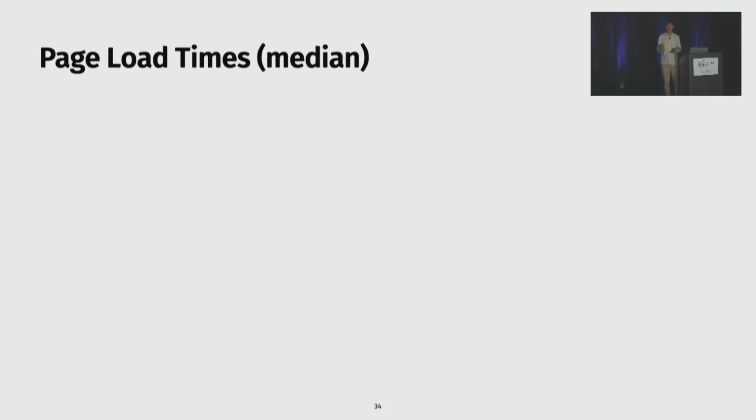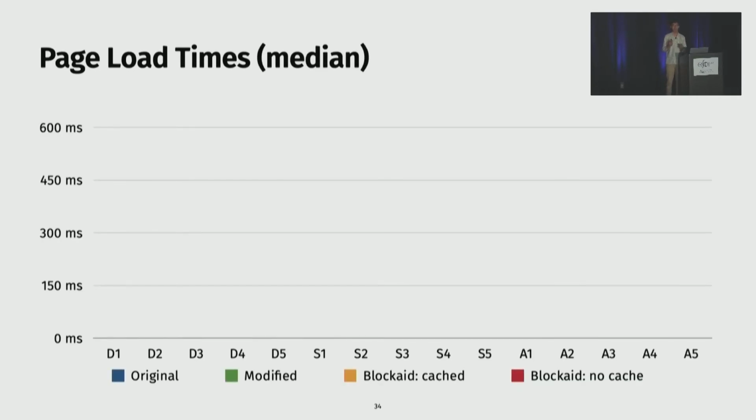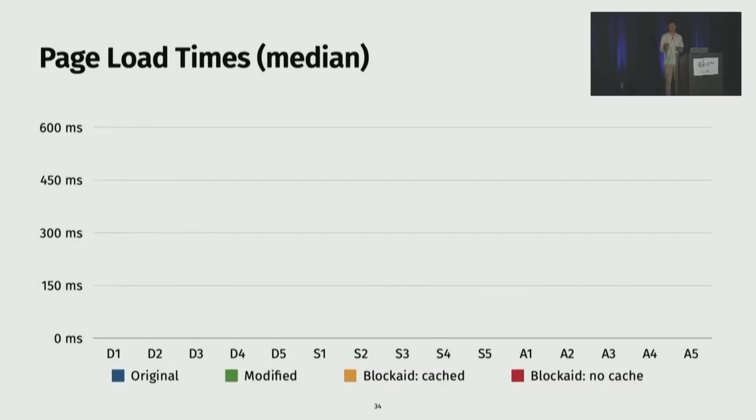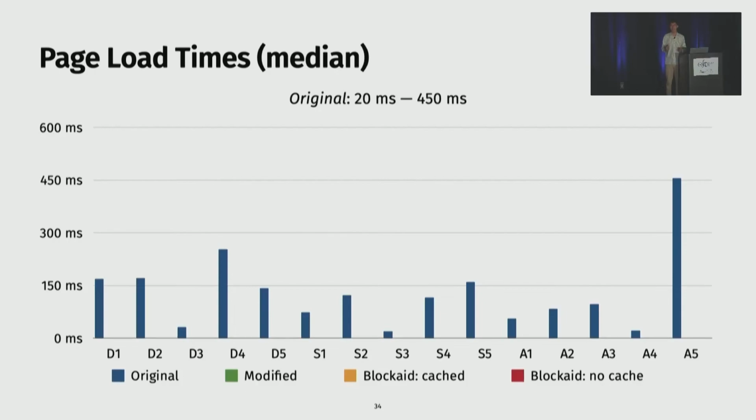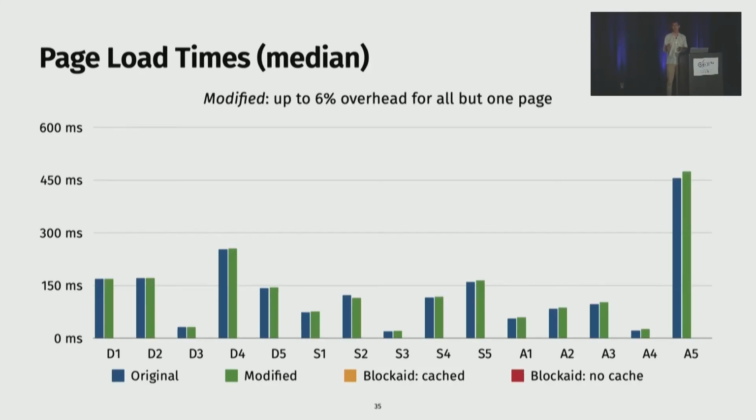Let's look at the performance. On the x-axis, we have the 15 total URLs in the benchmark, and on the y-axis, the median page load time. Let's first look at the performance without Blockaid. At the baseline, the page load time ranges from 20 to 450 milliseconds. The modifications we introduced incur up to 6% overhead for all but one page, whose overhead is still under 5 milliseconds.